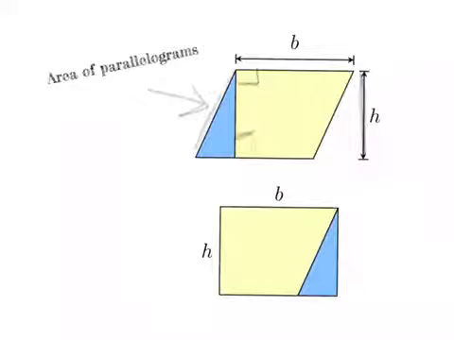This diagonal line on this side is not going to be the height of the whole shape. It's actually going to be a little bit longer. So we want to make sure that we do not get confused and use that length in our formula to find the area of parallelograms.